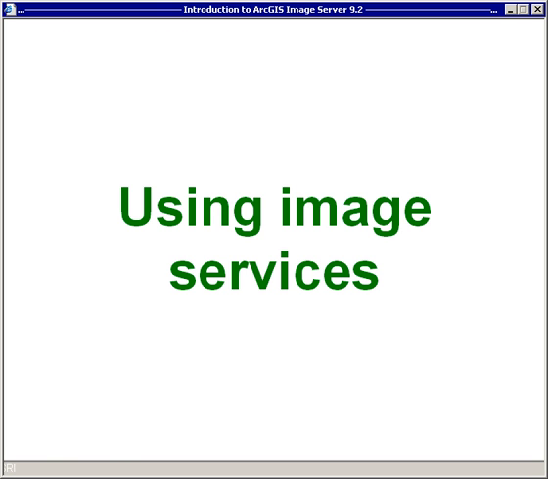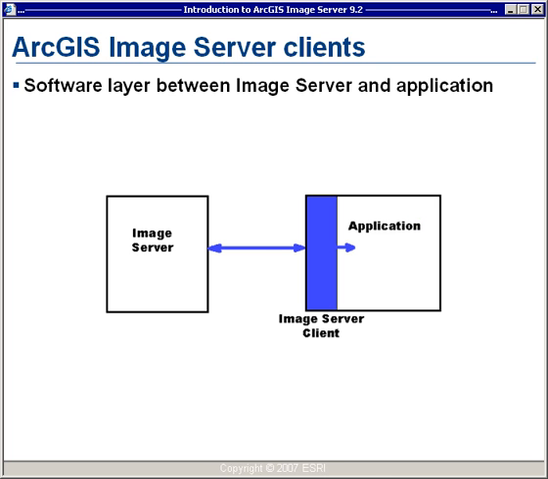In this last section, we'll talk about using image services and about image server clients, the software layer between image server and applications. An ArcGIS image server client is a software layer that acts as a translator between ArcGIS image server and the client applications. As such, it knows how to speak both languages, the requests that are sent to image server and the actions to be taken by the application in response to the answers to those requests.